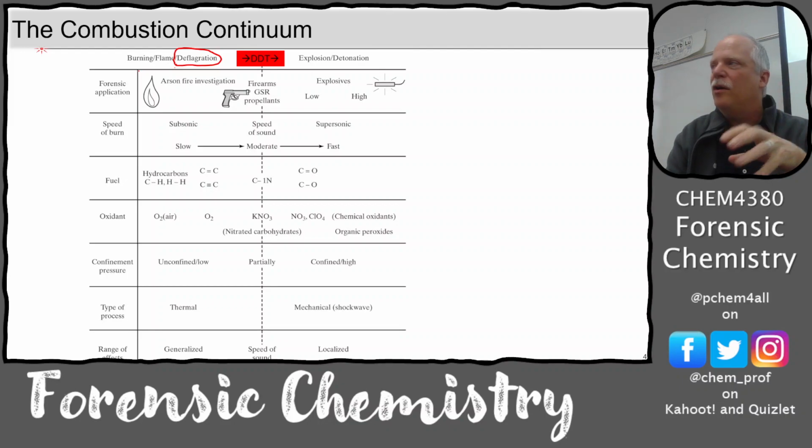So we want something that burns and produces a lot of gas in a controlled manner. And nitrocellulose is very easy to control in that manner. If you've got a good chemist that produces it well, you can generate gas at a controlled rate. And those are called propellants.